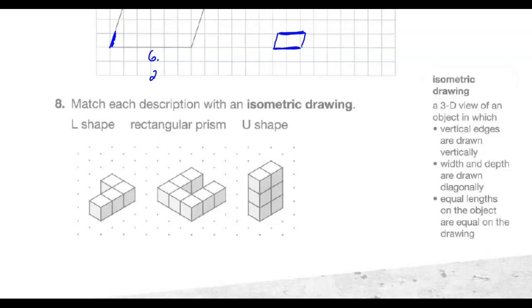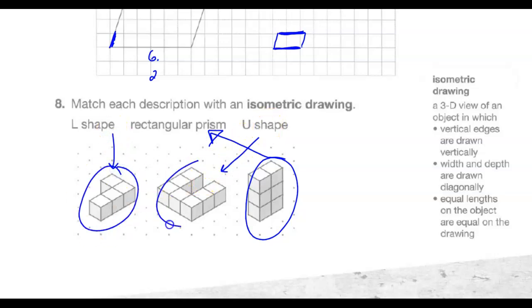It says match each description with an isometric drawing. Isometric drawings are drawings in 3 dimensions where, if you look at the dot paper here, they're on diagonals, so that it automatically puts it on a diagonal in order to tell that it's 3 dimensions. So rectangular prism, we know that really well. It's got to have rectangular faces and sides, so that would be this one. And then an L shape would be this one, and this looks like a U shape here.